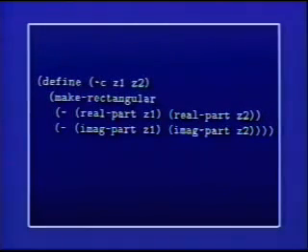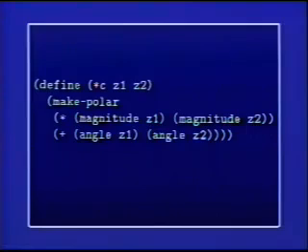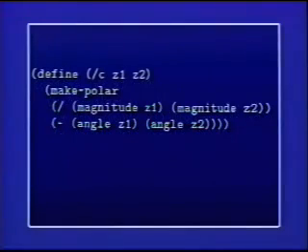Subtraction is essentially the same. All I do is subtract the parts rather than add them. To multiply two complex numbers, I'll use the other formula. I'll make a complex number out of a magnitude and angle. The magnitude is going to be the product of the magnitudes of the two complex numbers I'm multiplying. And the angle is going to be the sum of the angles of the two complex numbers I'm multiplying. So there's multiplication, and then division. Division is almost the same. Here I divide the magnitudes and subtract the angles.